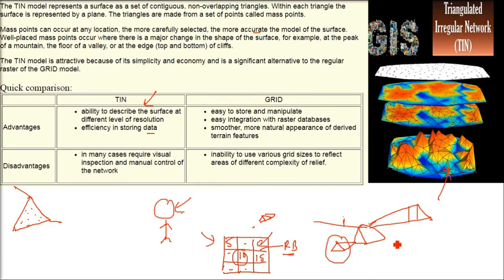But the disadvantage of TIN is, in many cases, it requires visual inspection, manual intervention, and manual control of the network. And in grid, the disadvantage is the inability to use various grid sizes, because there are different areas, different complexity, different relief, different aspect. So for that, grid may not be that much helpful.